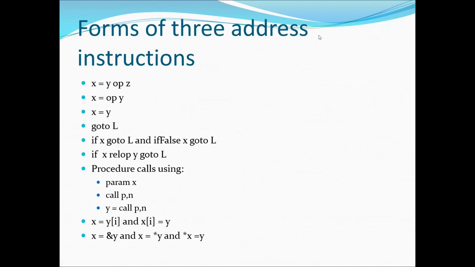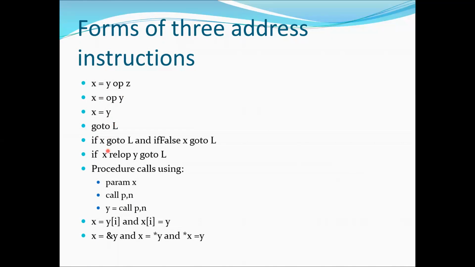The different set of instructions we can use here is x is equal to y op z. That means whatever we saw in the last example, x is equal to y plus z, or like that. Otherwise, if I have only one operator, that is a two address thing, then I have to write it as x is equal to op y. And if it is an assignment operator, I have to write it as x is equal to y. Then if anything has to be jumped to, then I have to go with goto L.